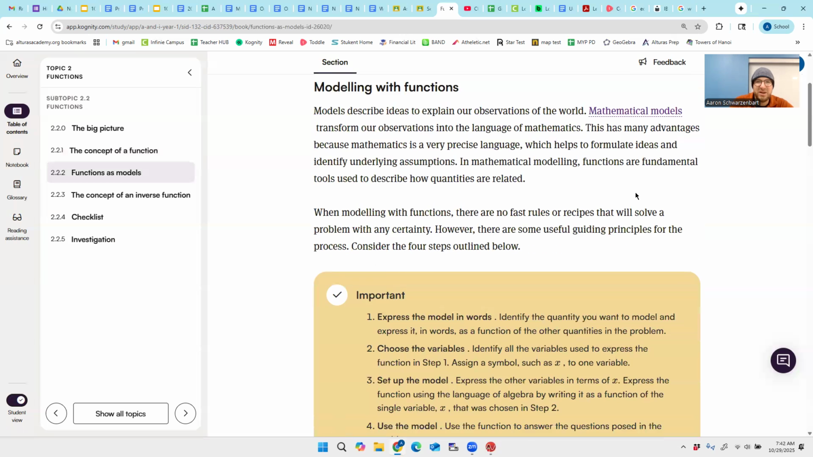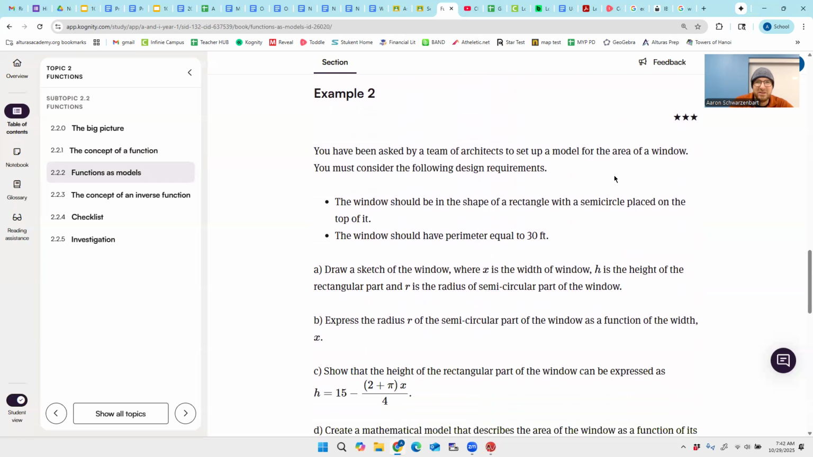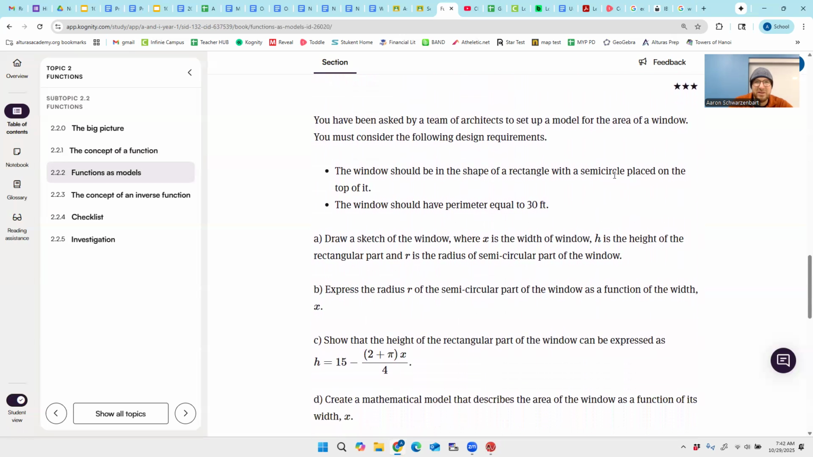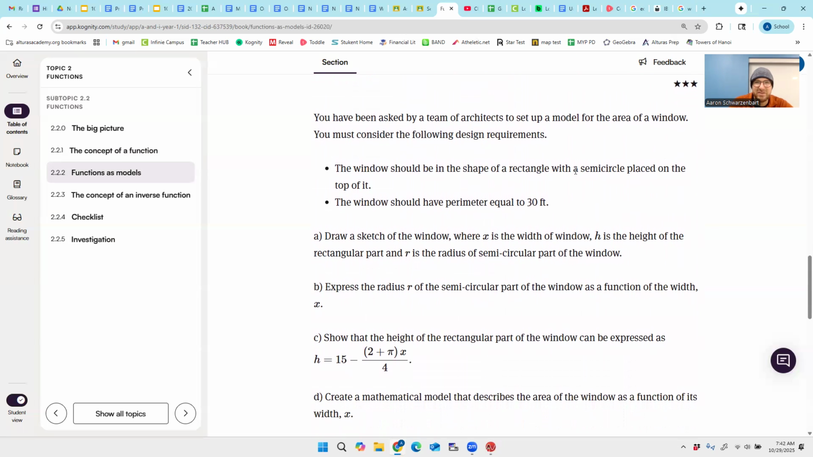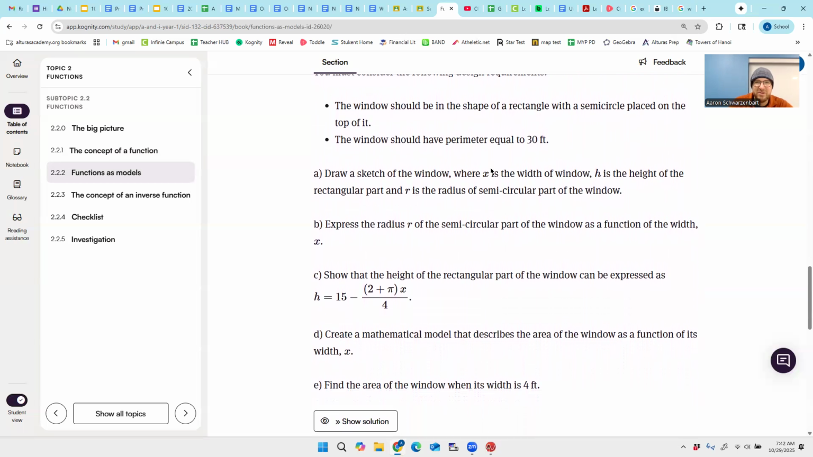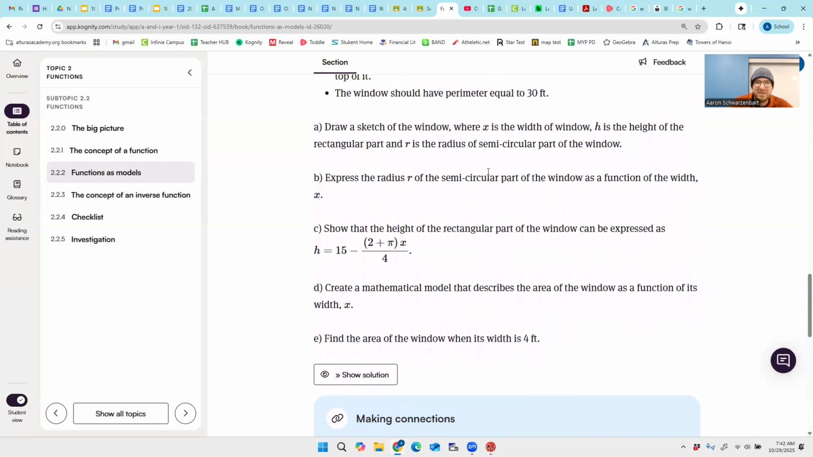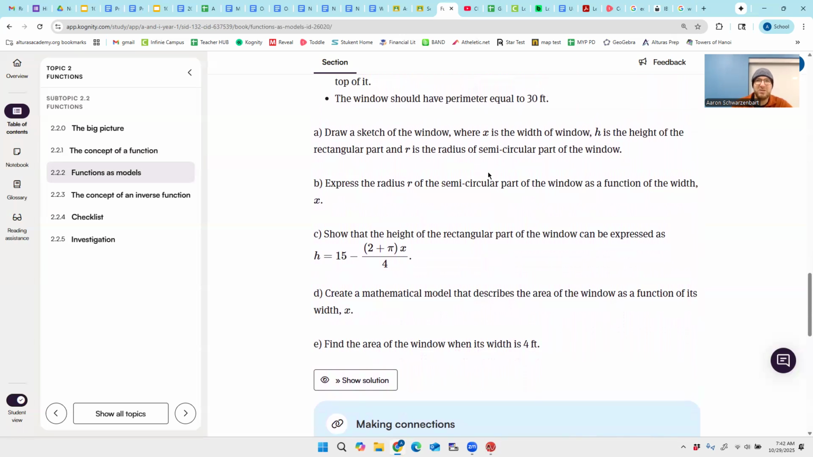Okay, functions as models. Mathematical modeling. Okay, we're jumping to example 2. You've asked a team of architects to set up a model for the area of a window. You must consider the following design requirements. The window should be in the shape of a rectangle with a semicircle placed on top. The window should have perimeter equal to 30 feet. Draw a sketch of the window.